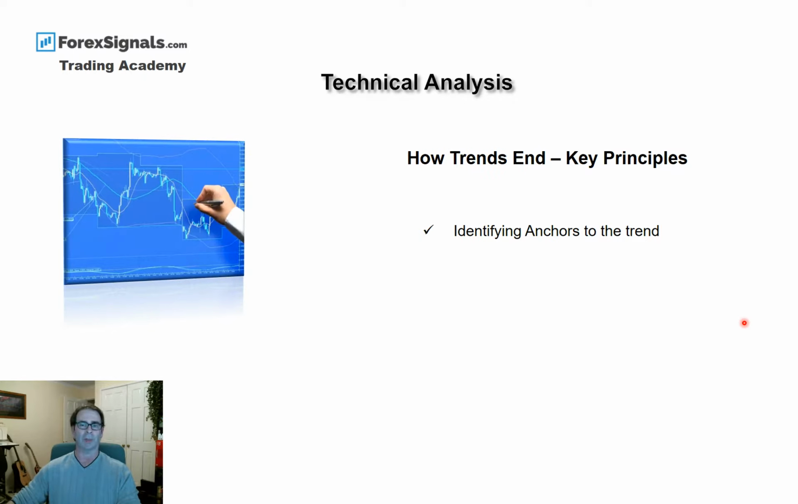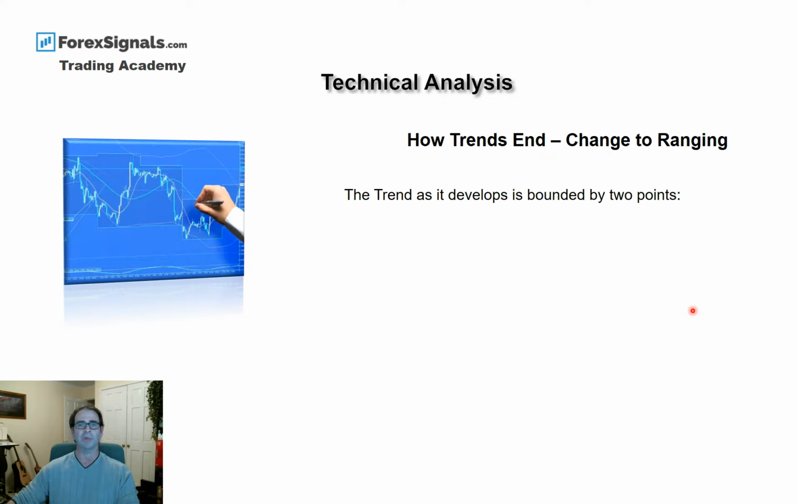We also looked at a couple of key principles. So we identified key anchors to the trend. We looked at determining price acceptance, and we saw areas where there was no price acceptance. And we're beginning to apply weight of evidence to our trend analysis. So in this video, we're going to look at how trends end, and in particular, we're going to look at how trends change to ranging behavior.